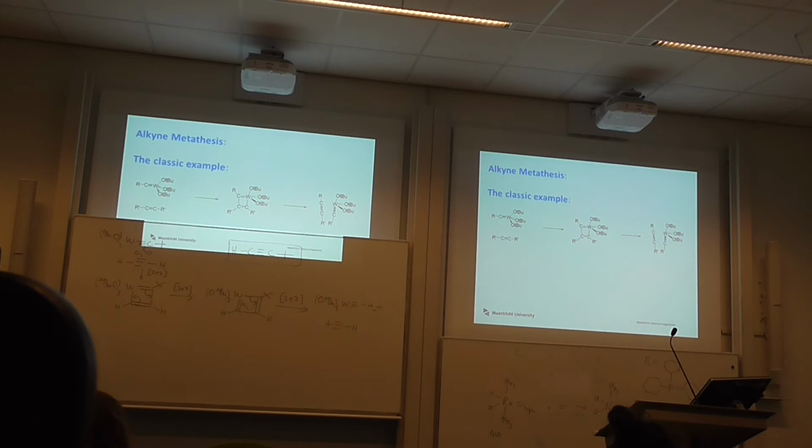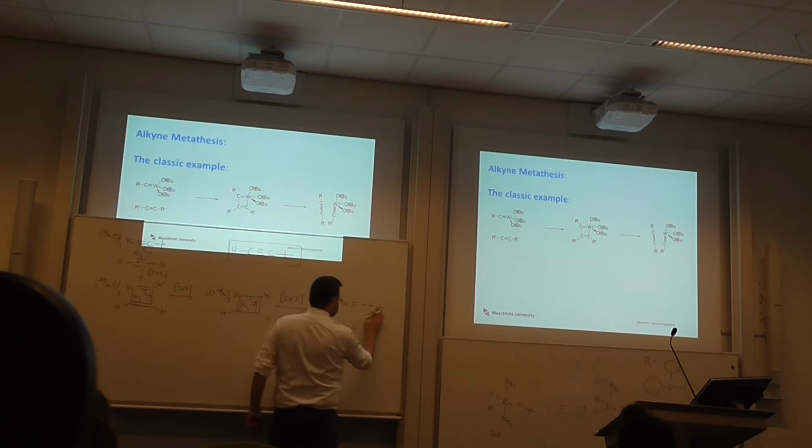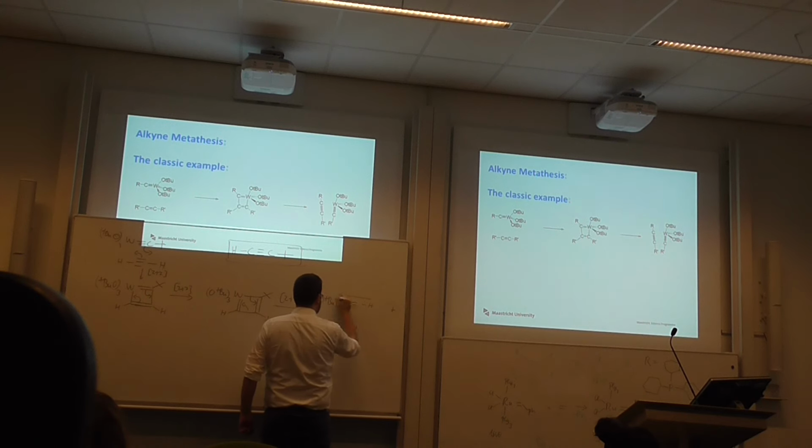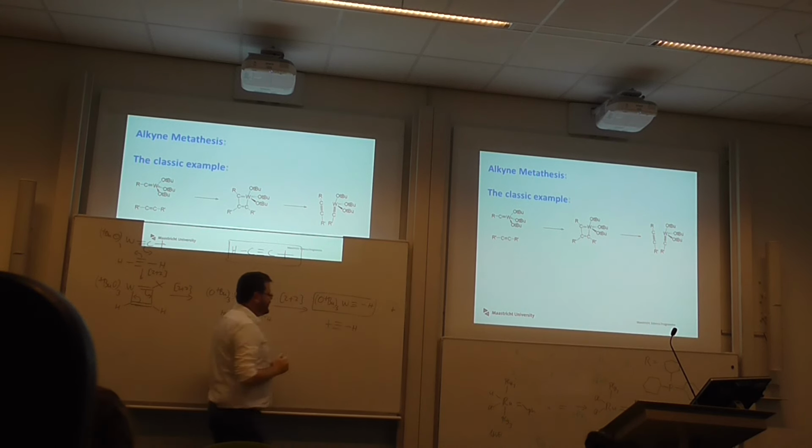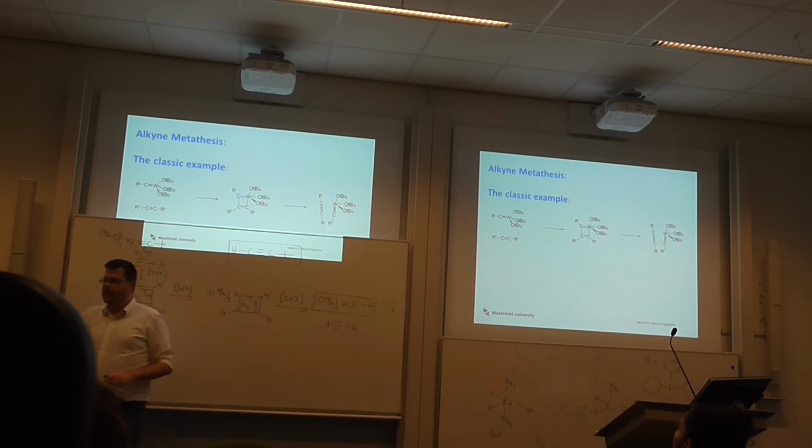Do you see what's happened? I end up with tertiary butyl acetylene, and I end up with, this is a plus here, and I end up with this guy here. Now, if I throw in more alkyne, it's going to keep going round and round and round. That's alkyne metathesis, right? The mechanism is the same.